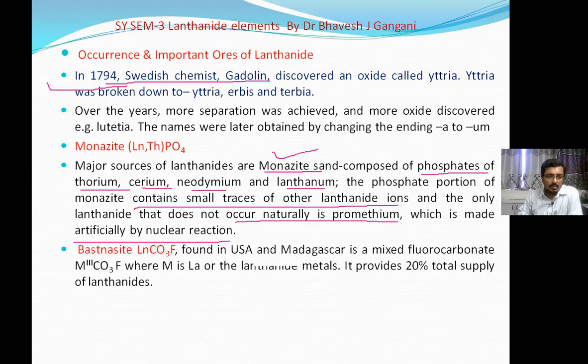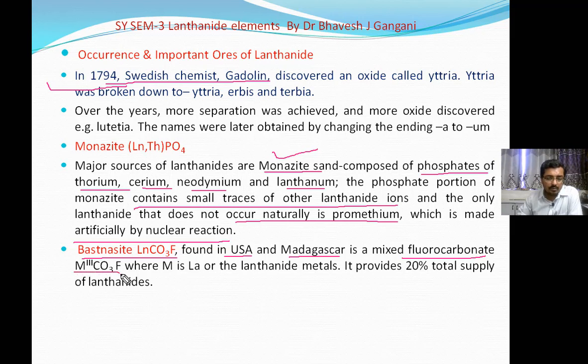Now another mineral of lanthanide elements is bastnasite, and it is a carbonate as well as fluoride of lanthanide. So what is bastnasite? Bastnasite is found in the USA, and the area is Madagascar. In Madagascar, it is found in the form of fluorocarbonate, the most important fluorocarbonate: carbonate CO3 2- and fluoride F-. The lanthanide elements have a +3 oxidation state. So all the lanthanide elements are obtained from bastnasite.